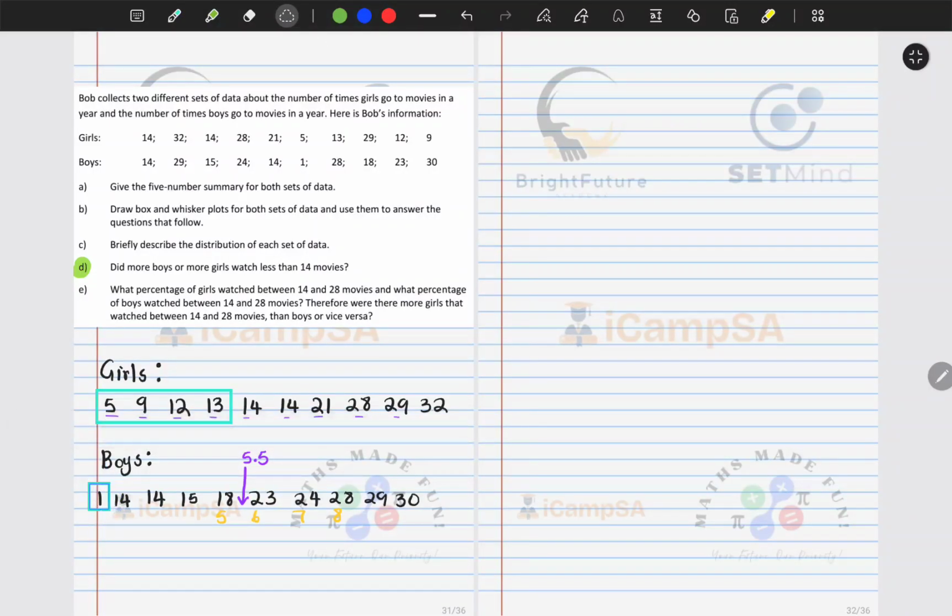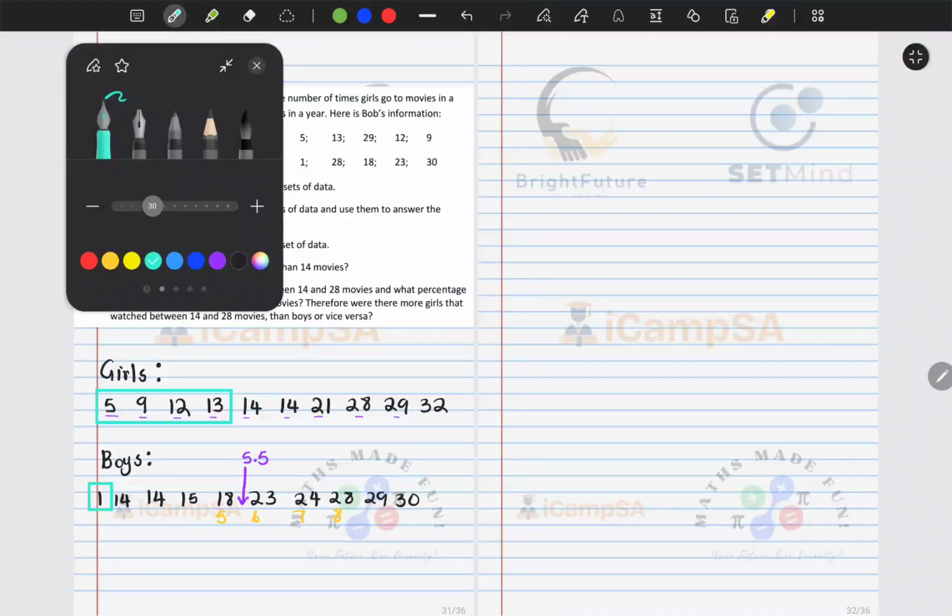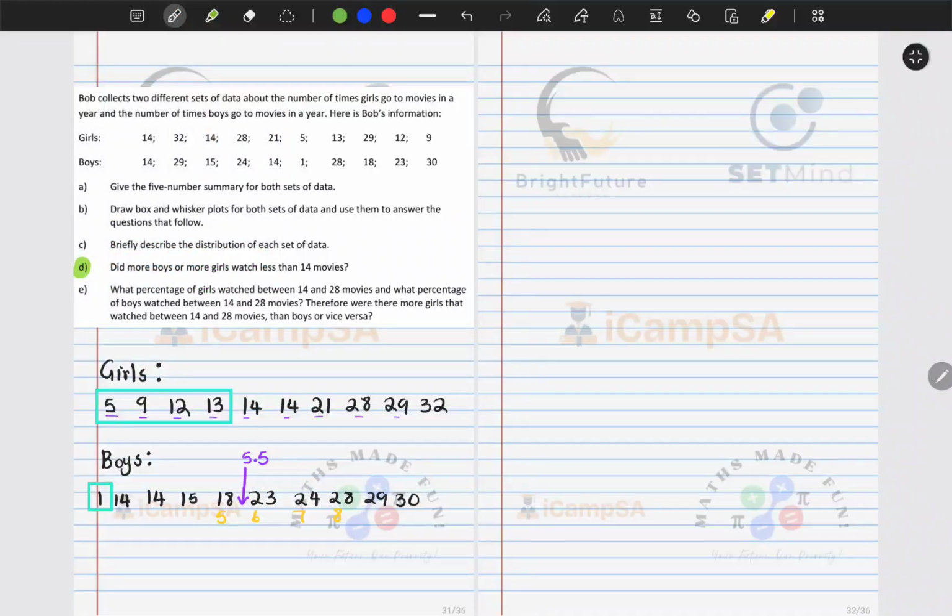So then let's think of our answer to this question. Did more boys or more girls watch less than 14 movies? Between the two, which one is more? The ones who watch less than 14. And the answer, if you think about it carefully, is very simple. We have more girls, because look here. So our answer to that question is we have more girls than boys. Okay, that's the simple effort.